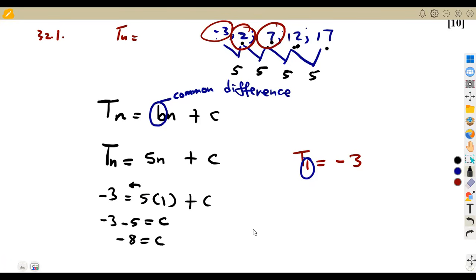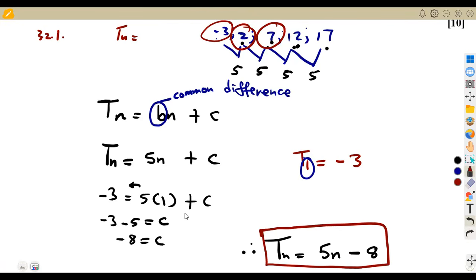So if C is equal to -8, therefore it follows that our Tn is going to be written as, remember, our expression is going to be given as 5n plus C. Our C in this case is -8. So that is how we're supposed to find Tn. That is the nth term. Whenever they're talking about nth term, they are saying we must write an expression in terms of n, an expression that we can use to determine whatever we want in terms of what?